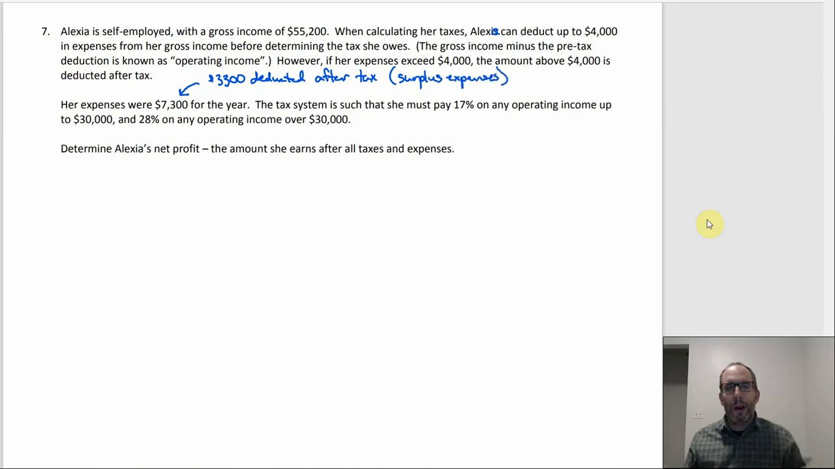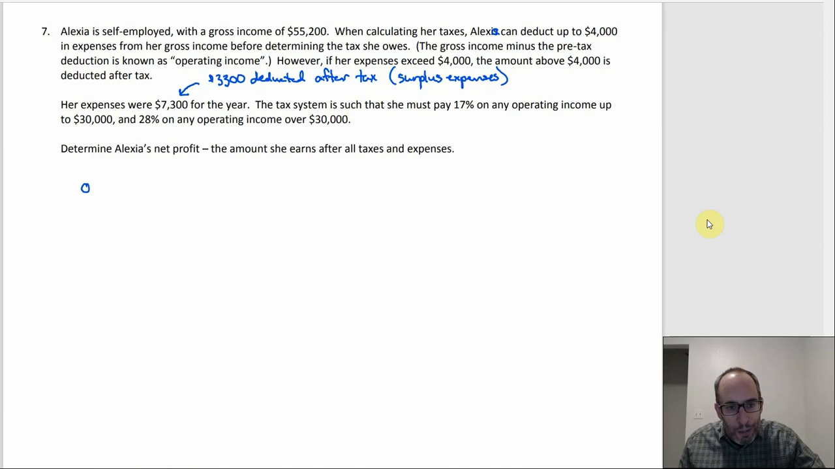And then the tax system is set up that she has to pay 17% on any operating income up to $30,000, and then 28% on any beyond $30,000. So then we want to figure out her net profit, the amount that she earns after all taxes and expenses. Okay, first things first, because the taxes are based on operating income we need to figure that out. That's not too bad though, right? Her expenses are above 4,000, so really we just have to subtract 4,000 to get the operating income, right? We're going to subtract off that max deduction.